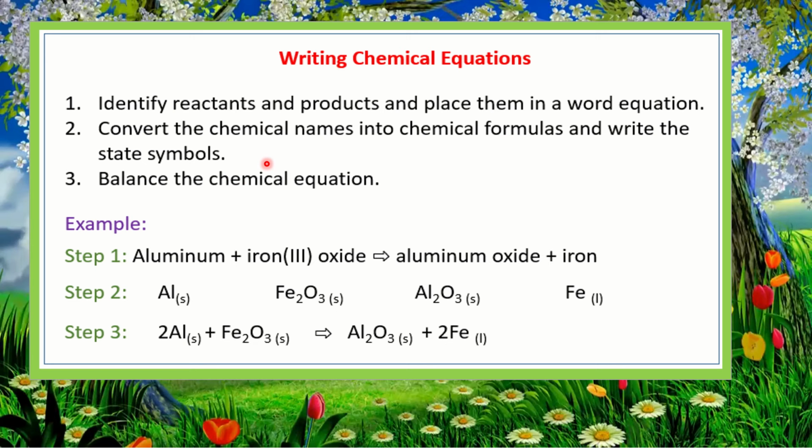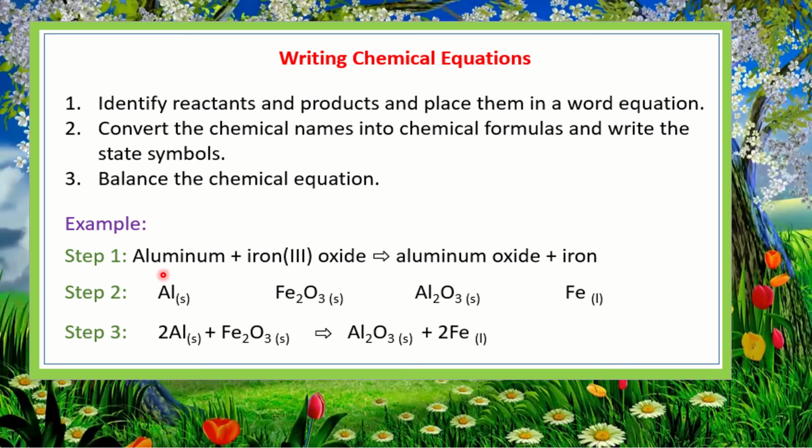Then, suppose sodium chloride. You know the formula of sodium chloride. Now you will convert this chemical name, sodium chloride, into its formula, that is NaCl. And at last you will balance the chemical equation. In this way you can write every chemical reaction by using the formula and symbol of the reactant and product molecules.